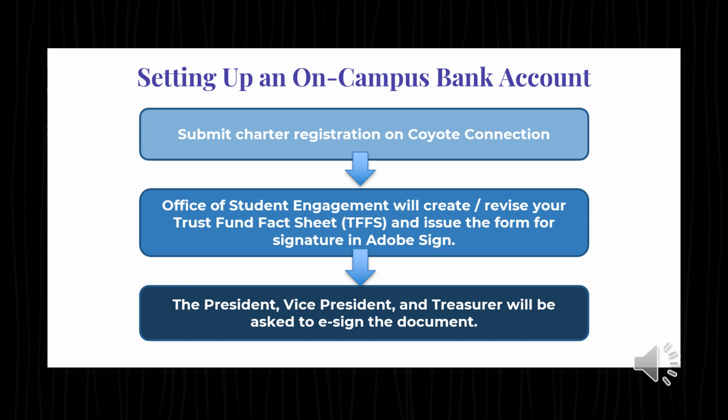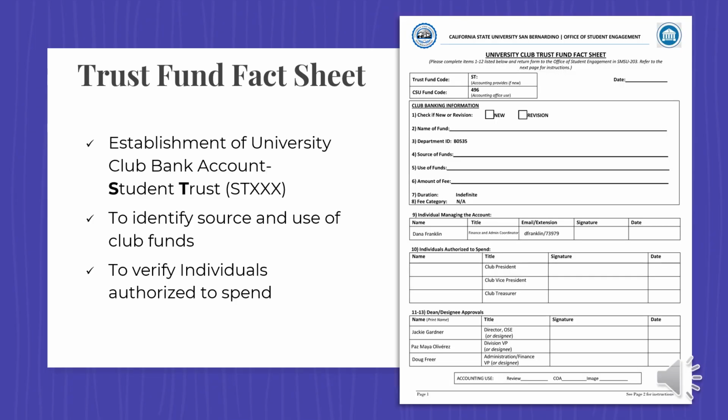The form that is utilized to create and revise ST funds is known as the University Club Trust Fund Fact Sheet, or often referred to as the TFFS. Each academic year, this form will be updated by the Office of Student Engagement. We will then route the form for signature to the student organization president, vice president, and treasurer through Adobe Sign. Please see example of the University Club Trust Fund Fact Sheet.